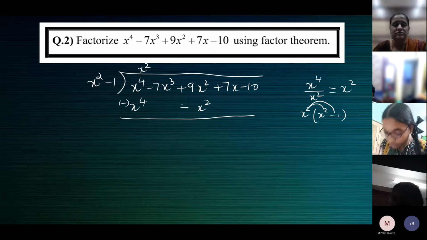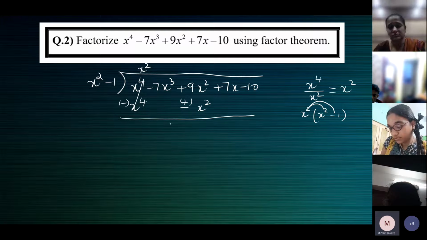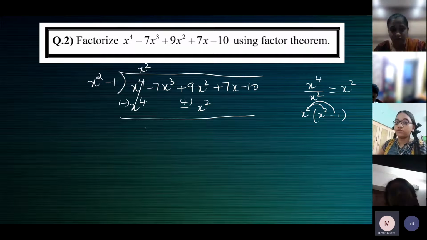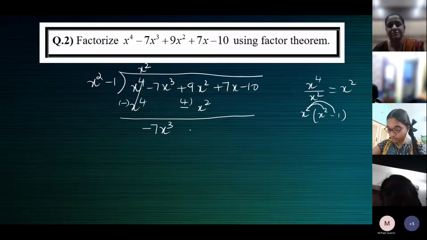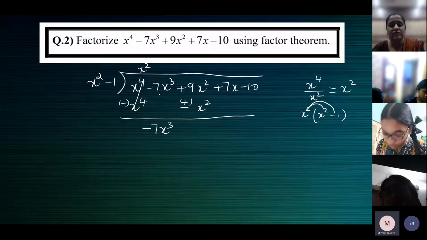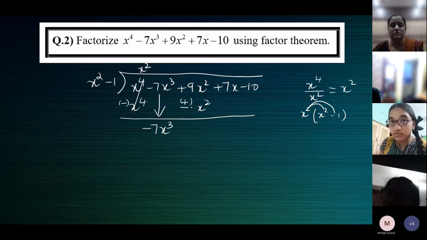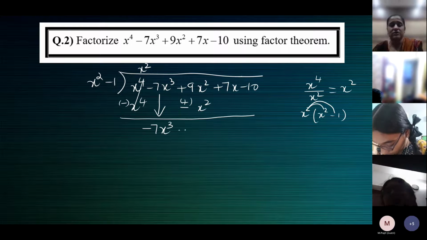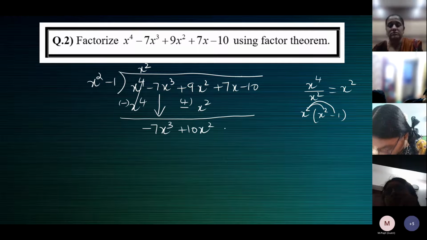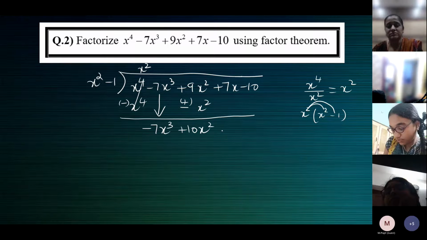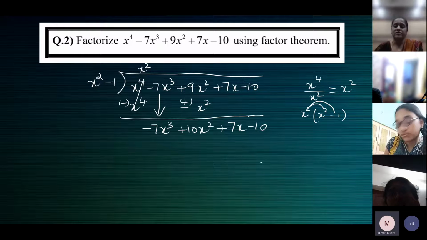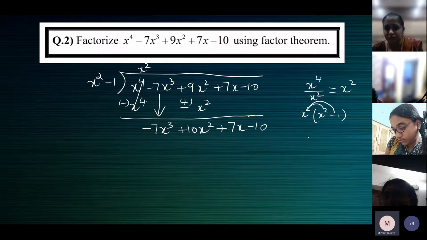Very good. X to the power 4 will get cancelled, and there will be minus 7x to the power 3. Then plus 10x squared, because we have not used this, so that will come down. Then the remaining terms come down: plus 7x minus 10. Now we have to divide the first term with x to the power 2.